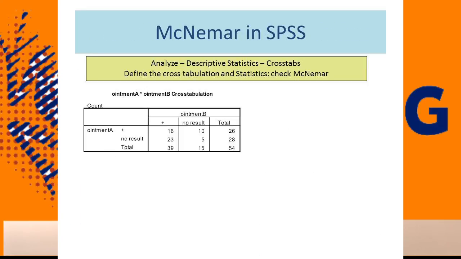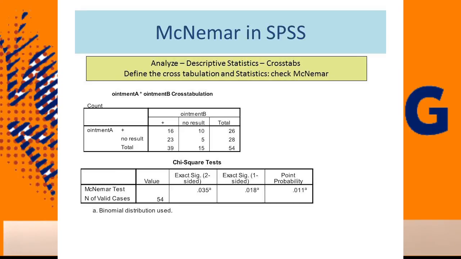If you want to perform McNemar's test in SPSS, you will have to construct the cross-tabulation first. Choose Analyze, Descriptive Statistics, Crosstabs. Drag one variable in the rows and the other in the columns, and choose Statistics and check McNemar. In the output, 3 p-values will be given.